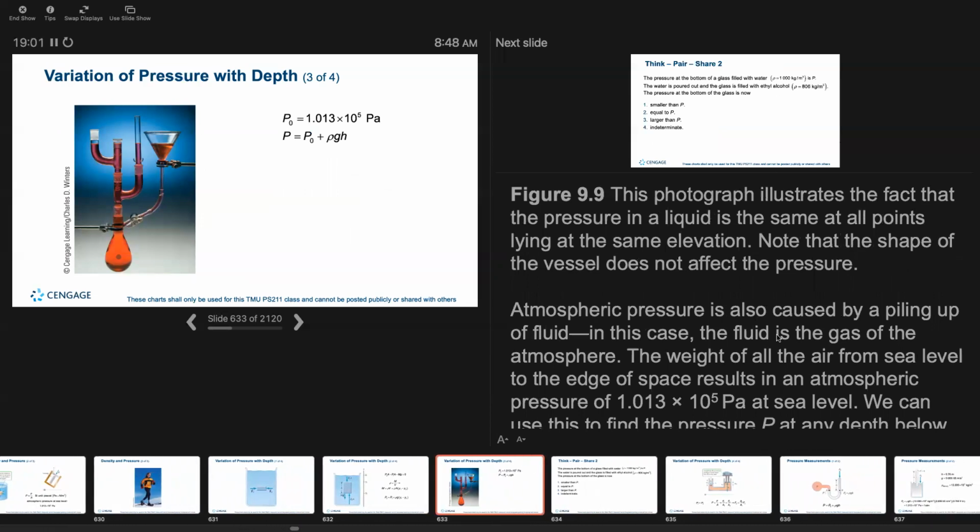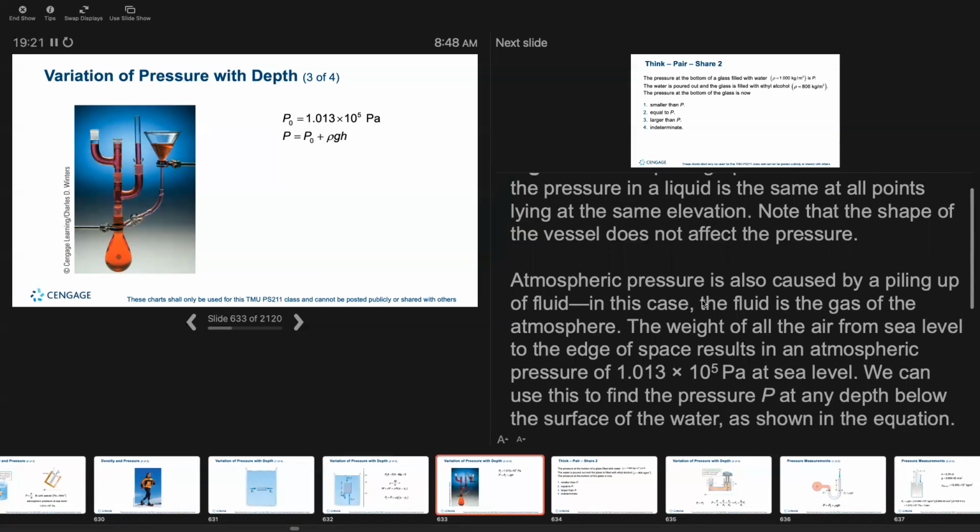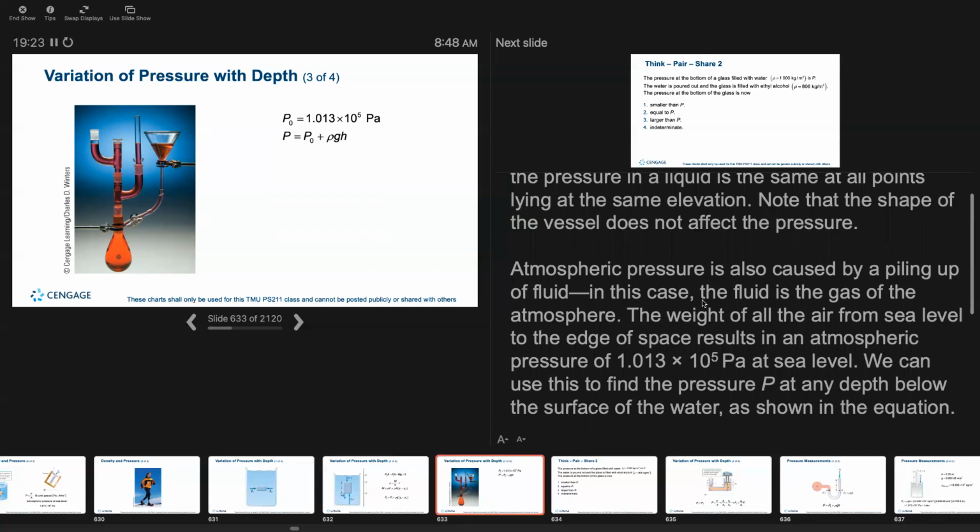In the figure, the photograph illustrates the fact that the pressure in a liquid is the same at all points lying at the same elevation. Note that the shape of the vessel does not affect the pressure. Atmospheric pressure is also caused by a pileup of fluid. In this case, the fluid is the gas of the atmosphere. The weight of the air from sea level to the edge of space results in the atmospheric pressure of 1.01 times 10 to the 5th pascals at sea level.